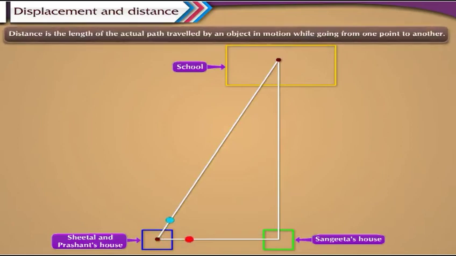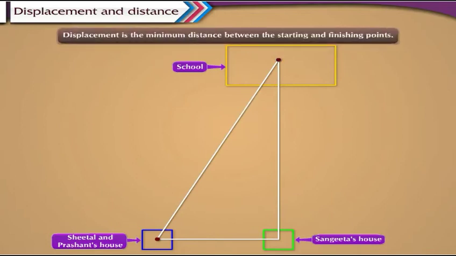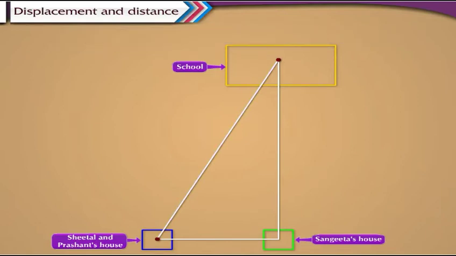Distance is the length of the actual path traveled by an object in motion while going from one point to another. Whereas displacement is the minimum distance between the starting and finishing points. To understand more about the difference between distance and displacement, let us study some more examples.